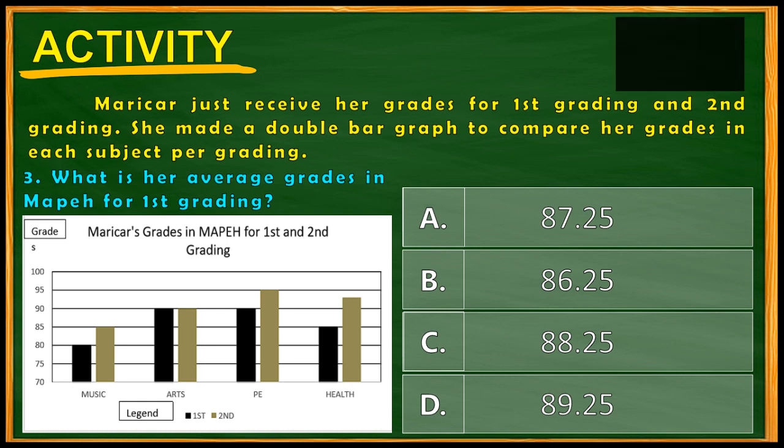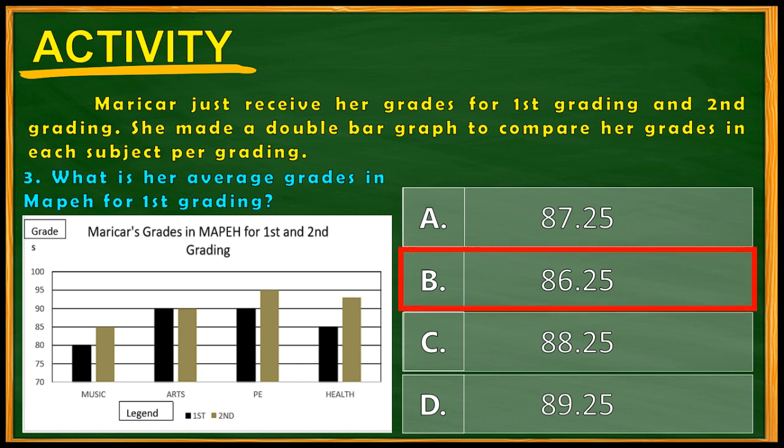Time's up. Now let's reveal the answer. The answer would be letter B. So add 80 plus 90 plus 90 plus 85 divided by 4. The answer is 86 and 25 hundredths.